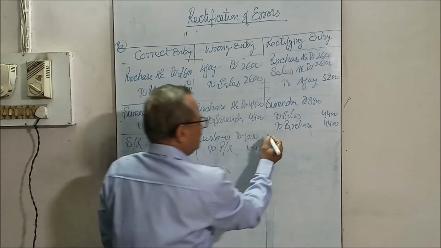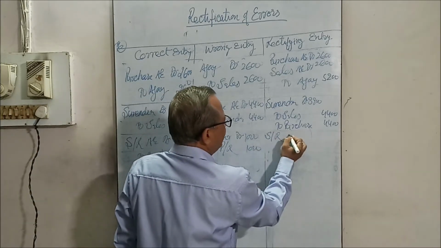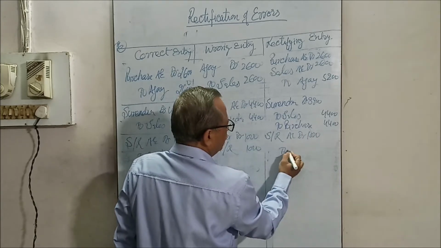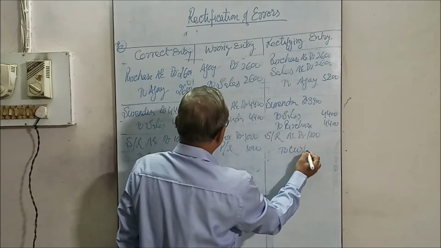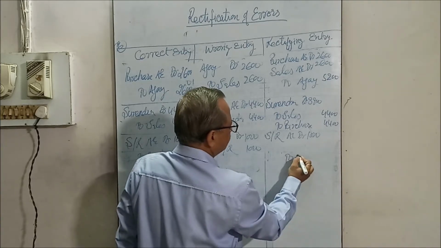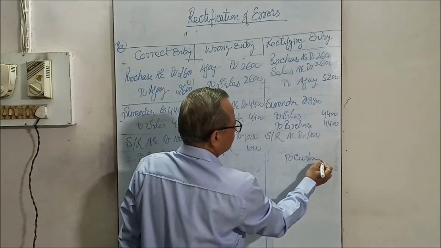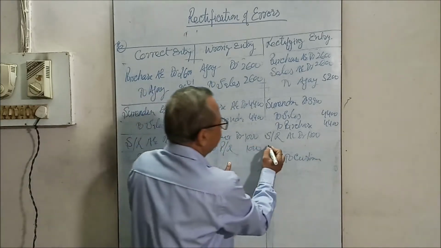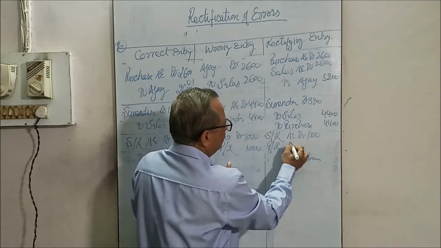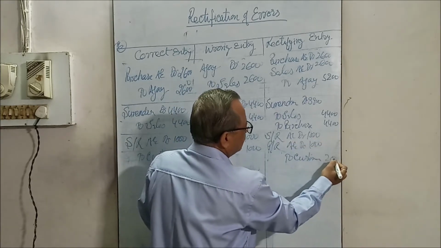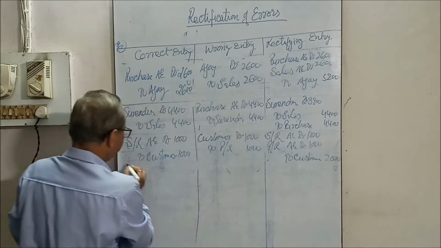To pass this entry, sales return should be debited 1000 to customer. Purchase return should not be credited, debit it. $2000.